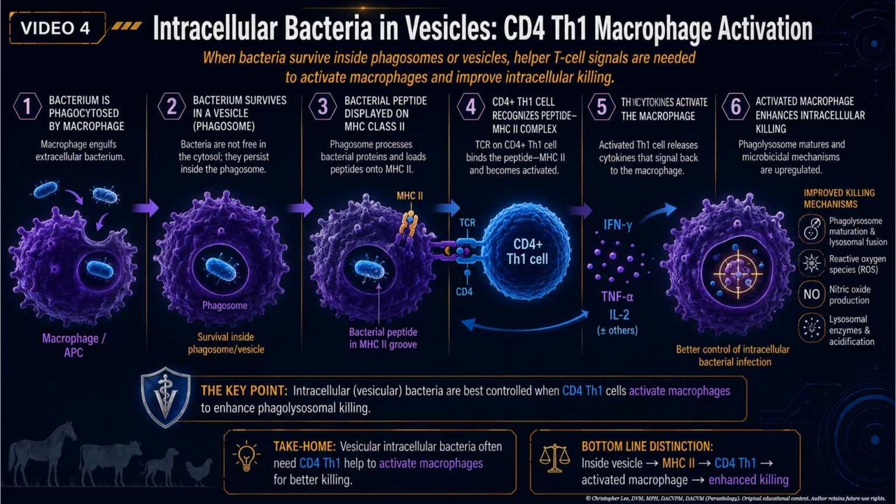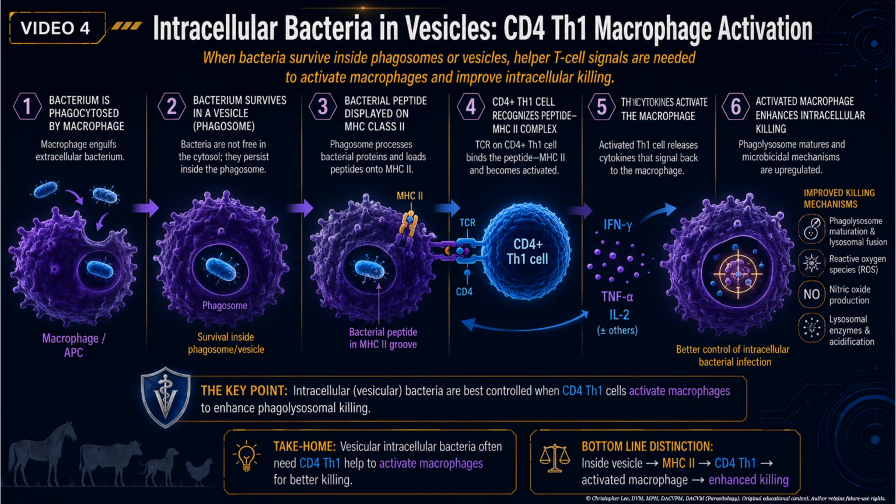That means CD4 T cells, especially T helper 1 or Th1 cells, become central. A macrophage or infected antigen presenting cell displays bacterial peptide on MHC class II. A CD4 Th1 cell recognizes the peptide MHC2 complex and releases cytokines, especially interferon gamma. Those Th1 cytokines activate the macrophage.